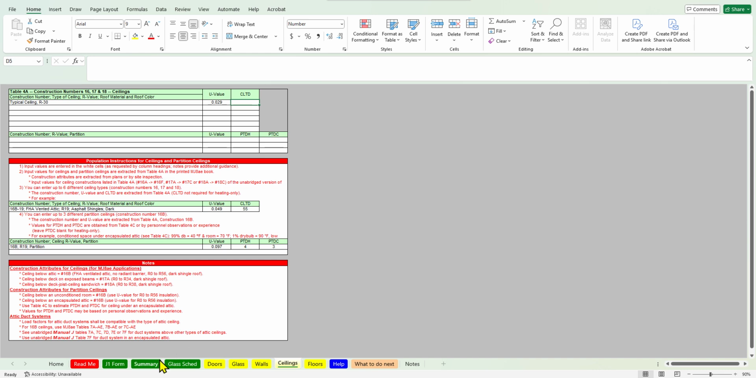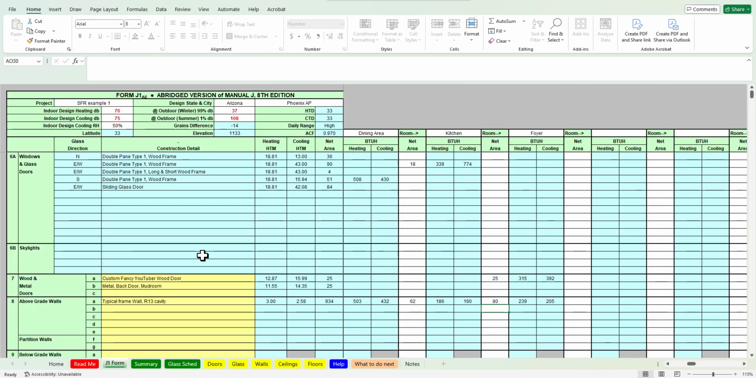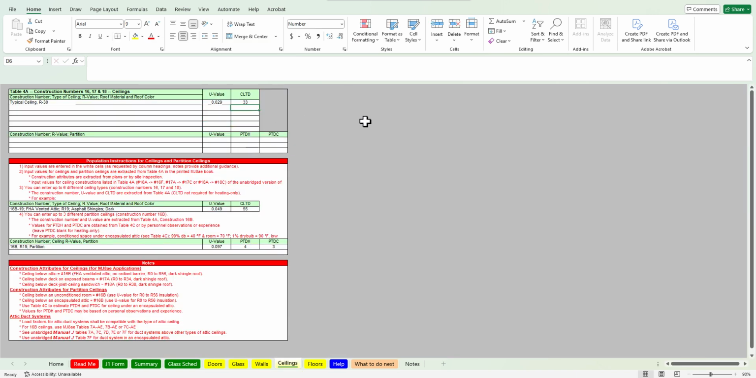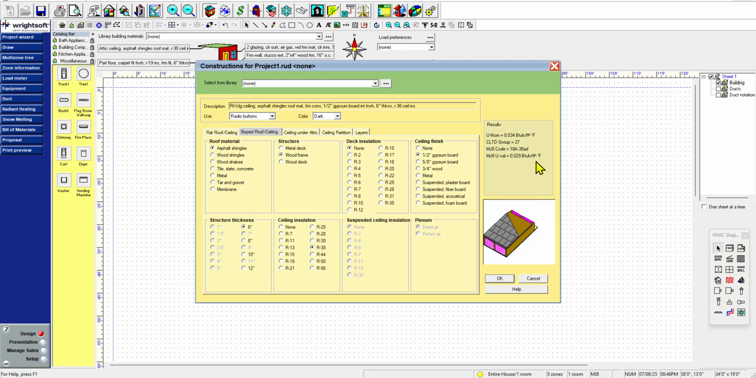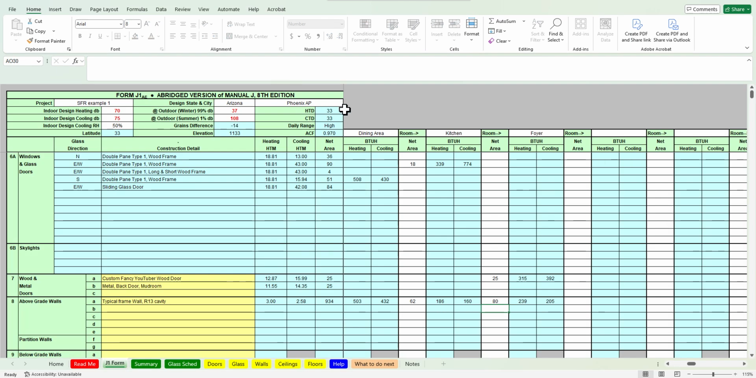Actually, it might be a higher number. Let me check something real quick. Yeah, it's 33. It's not 27. It's 33. Actually, that's a number you would retrieve directly from Manual J. Right now, this cooling load number is not correct because the software is defaulting to the default location. But I'm going to grab it from here, which is the 33.